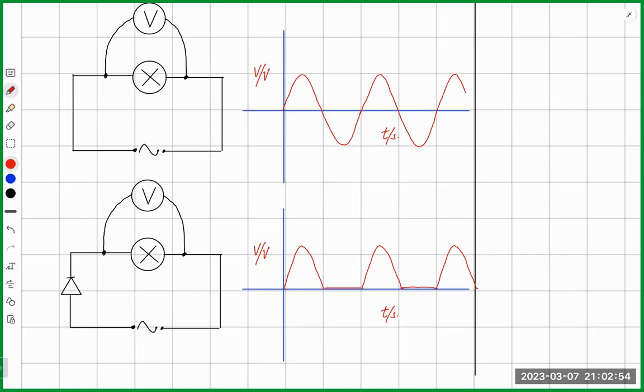So how is this second diagram different from the first one? Look, in the first diagram, in the graph above, voltage is sometimes positive and sometimes negative. But in the graph below, there is positive voltage and there is no negative voltage. So voltage is only in one direction.